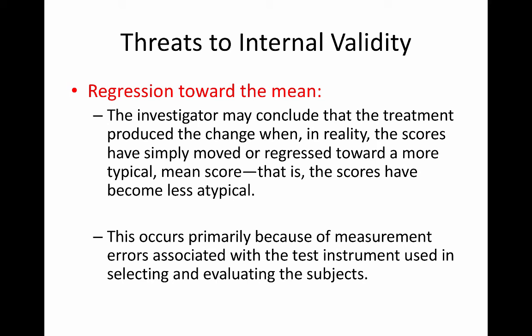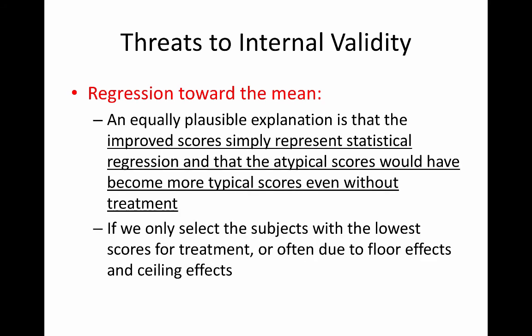Investigators may conclude that the treatment produced the change when in reality the scores have simply moved or regressed towards the middle, the mean score, and the other scores have become less atypical. And again, it goes back to your subject selection. So it could have just been that your atypical scores would have improved even without treatment. They would have gotten better over time anyway, just because the kids are in school in the first place and they're going through the programs.